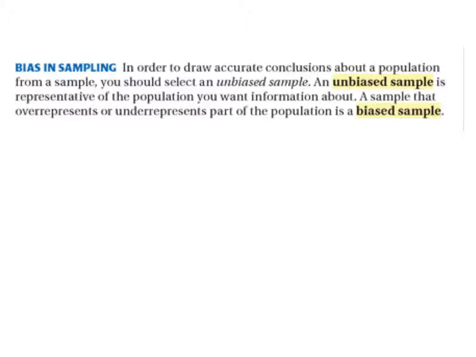Moving on, bias in sampling. In order to draw accurate conclusions about a population from a sample, you should select an unbiased sample. An unbiased sample is representative of the population you want information about. A sample that over-represents or under-represents part of the population is a biased sample.